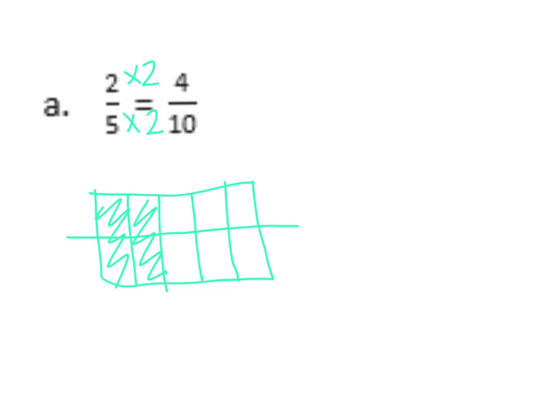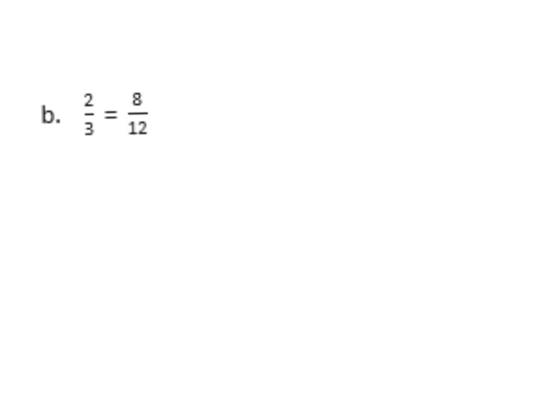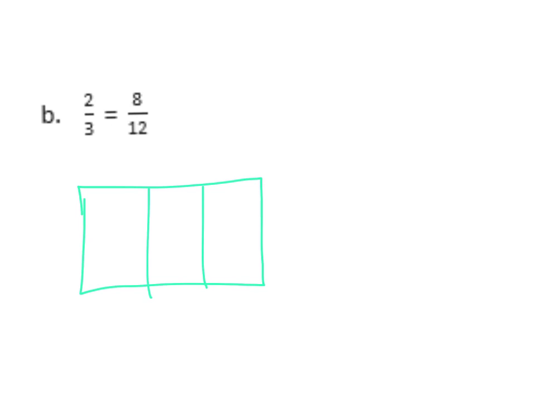Look at letter B. We have 2/3 equals 8/12. First, draw the area model. Pause the video while you work and replay when you are ready to check your work. We need to draw a rectangle that has 3 equal parts. We are going to shade in 2 of those parts, so we have 2/3. Now we need to think about what we multiplied 2/3 by in order to get 8/12. Then we are going to draw one less line in our area model. Pause the video and replay when you are ready.